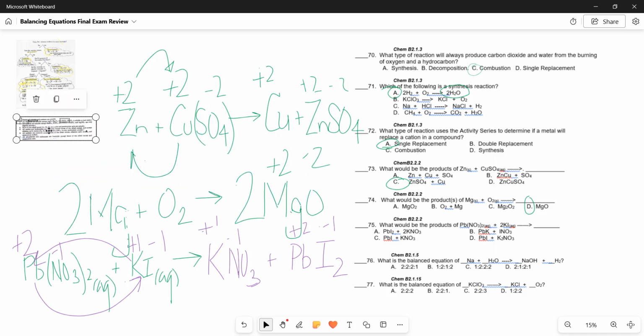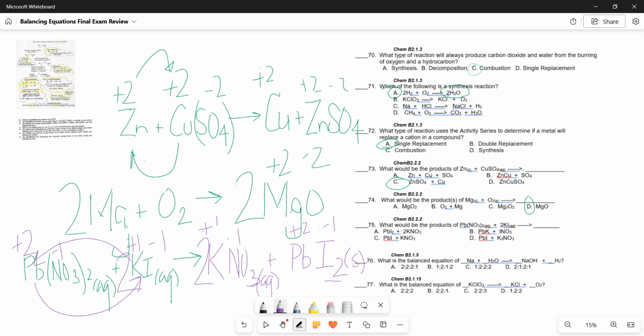So when I go to put my states on here, this one's aqueous because it's soluble, this one's a precipitate. And if I balance this equation, I have 2 iodines on the right and only 1 on the left, so I need a 2 here, and I need a 2 here, which balances the nitrates and potassiums. So it says in question 75, what would the products be? The products are going to be letter A, lead iodide and potassium nitrate.